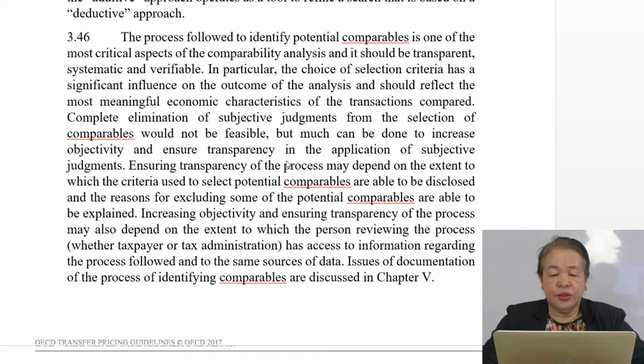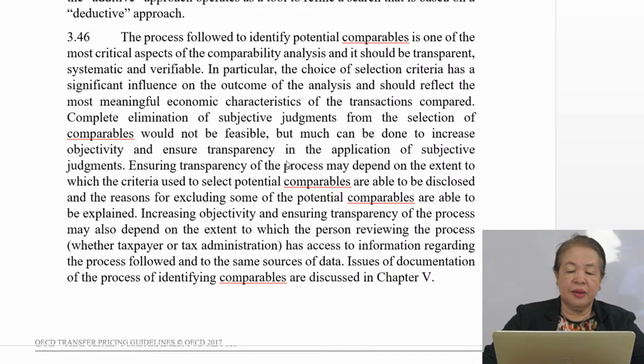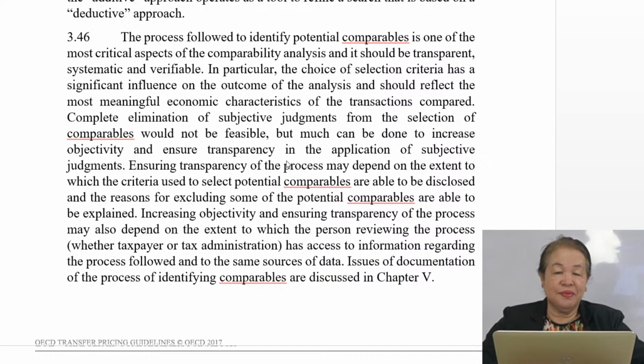In particular, the choice of selection criteria has a significant influence on the outcome of the analysis and should reflect the most meaningful economic characteristics of the transactions compared. So complete elimination of subjective judgments from the selection of comparables would not be feasible, but much can be done to increase objectivity and ensure transparency. So in the application of subjective judgments, no? Pag sinabi mong subjective judgment, kaya depende talaga yan sa analyst.